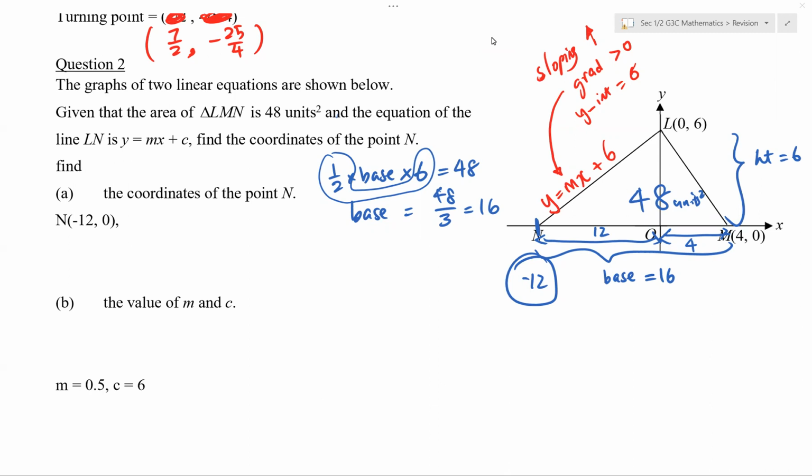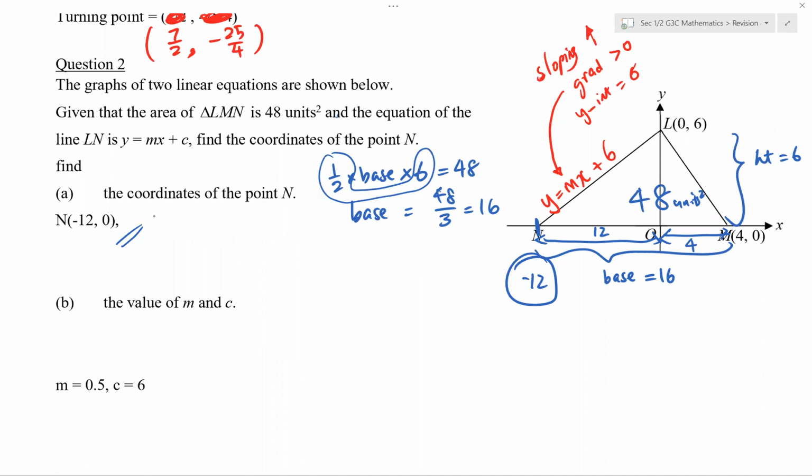So knowing that the base has a total length of 16 units, and I know that we've got 4 units on the right hand side, it implies that there must be 12 units on the left hand side, which by counting backwards leads us to -12. So then we end up with -12, 0. Okay, so this is the way to determine the value of the x coordinate is -12 by using some logic. 16 is actually 4 plus 12.